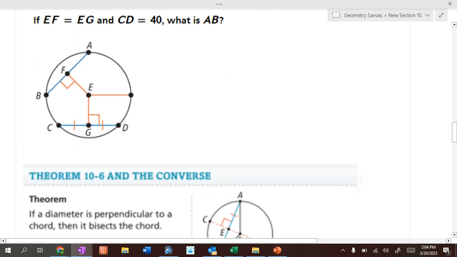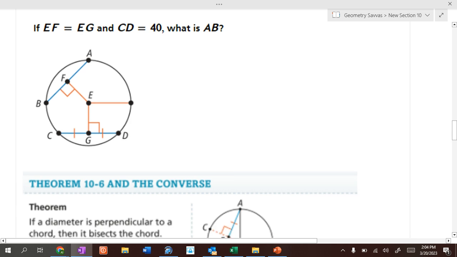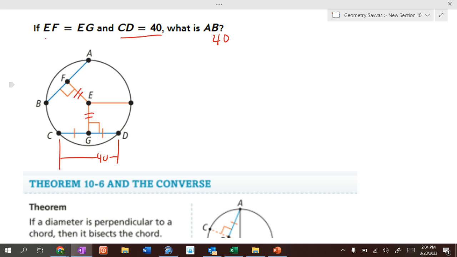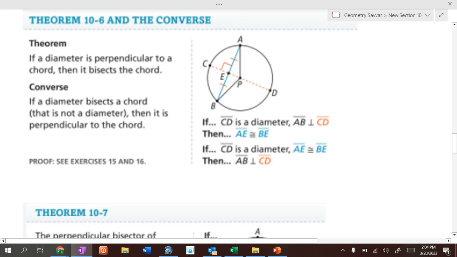All right. So, if CD is 40 long, from here to here is 40 long. How long do you think AB is? That's going to be 40 as well. Because if this is the same length as this, which I say right here, so since they're both the same distance away from the center, they're going to be equal in length. Okay?